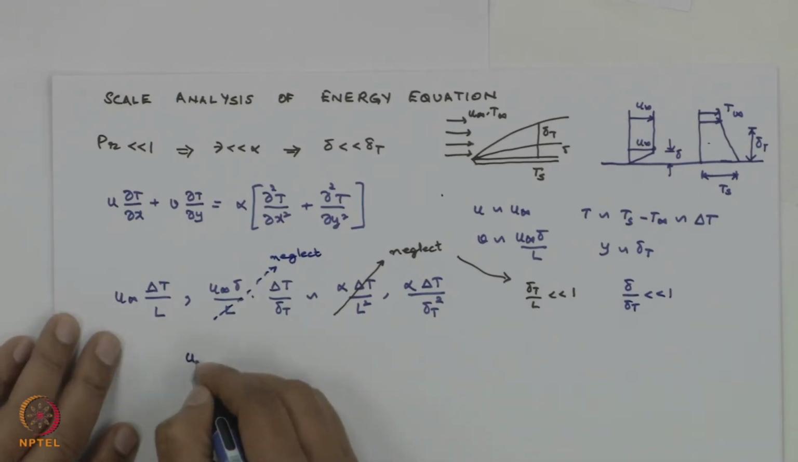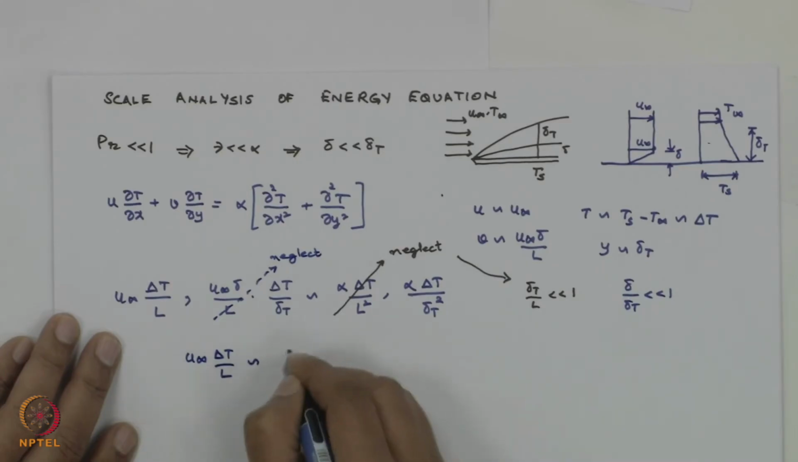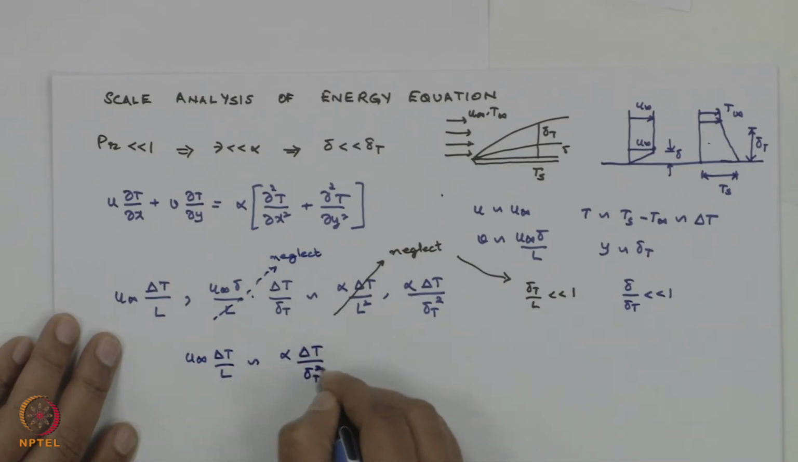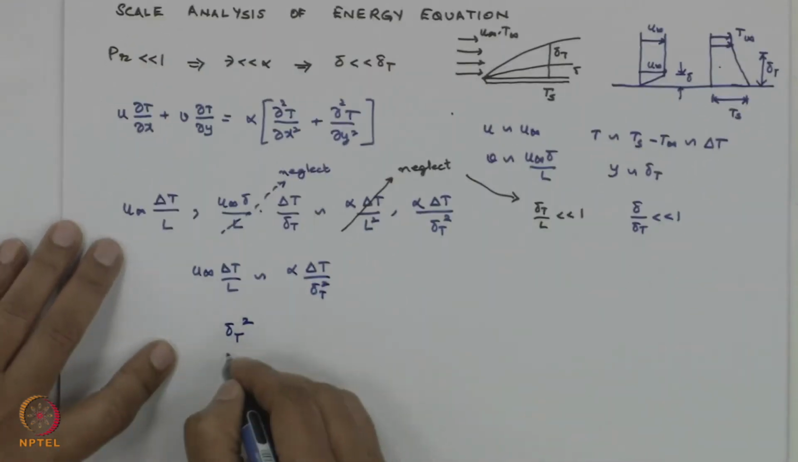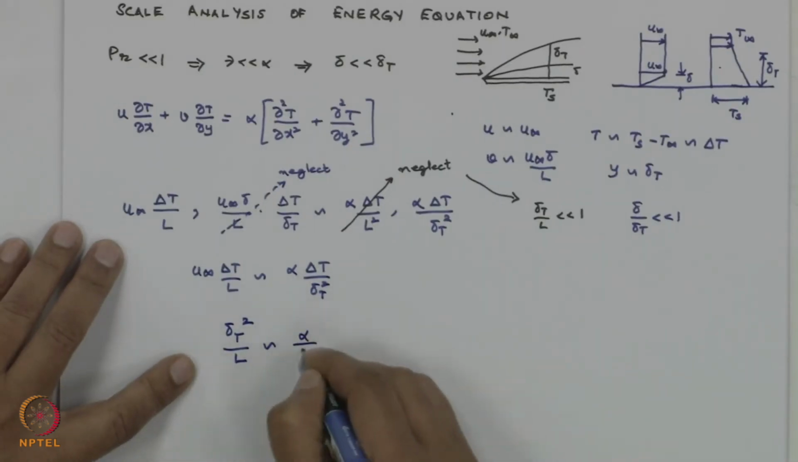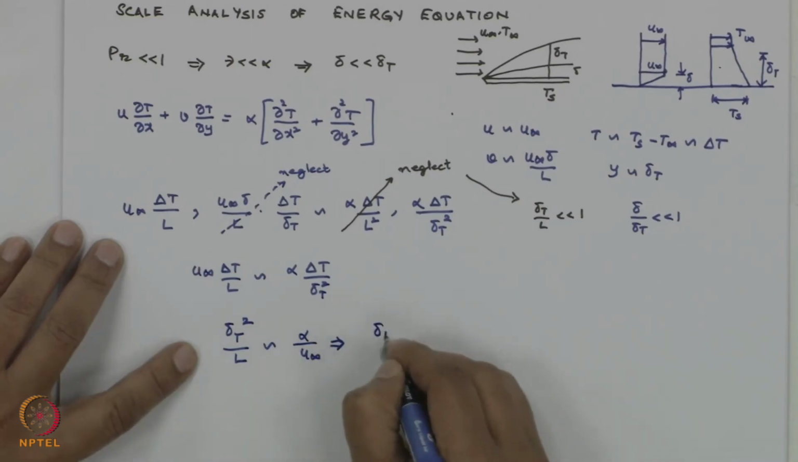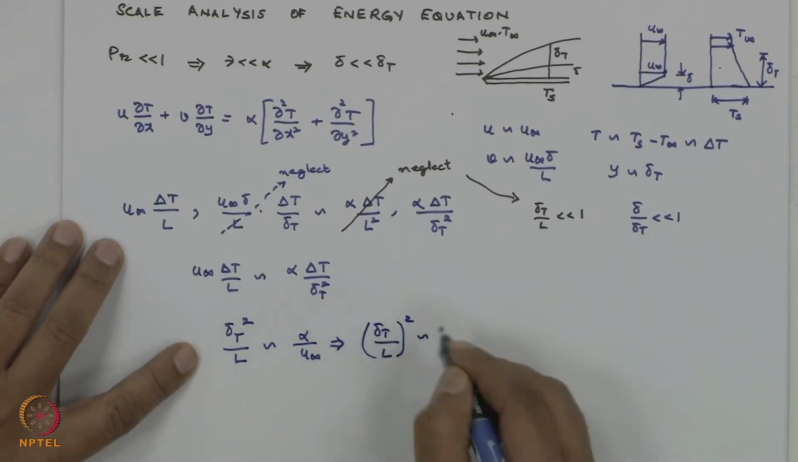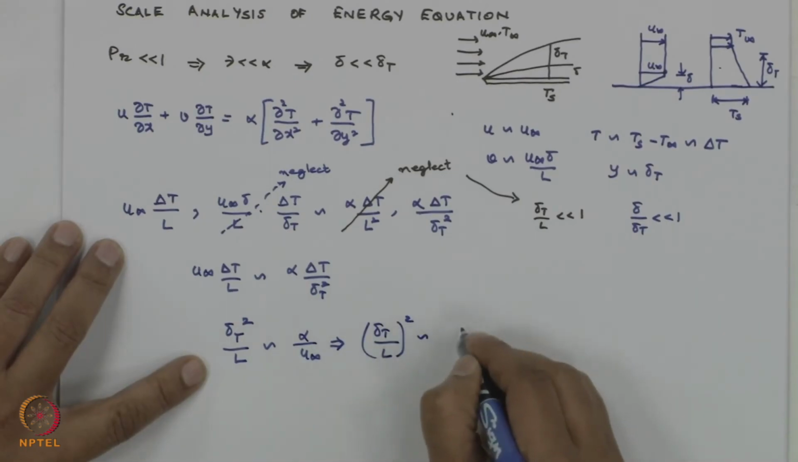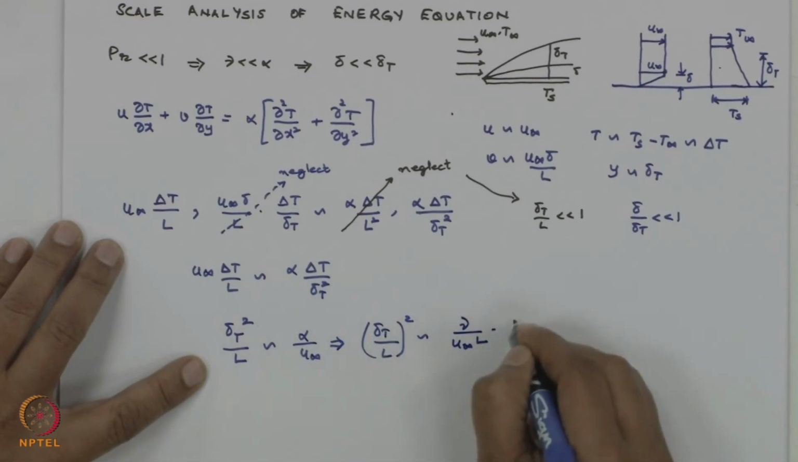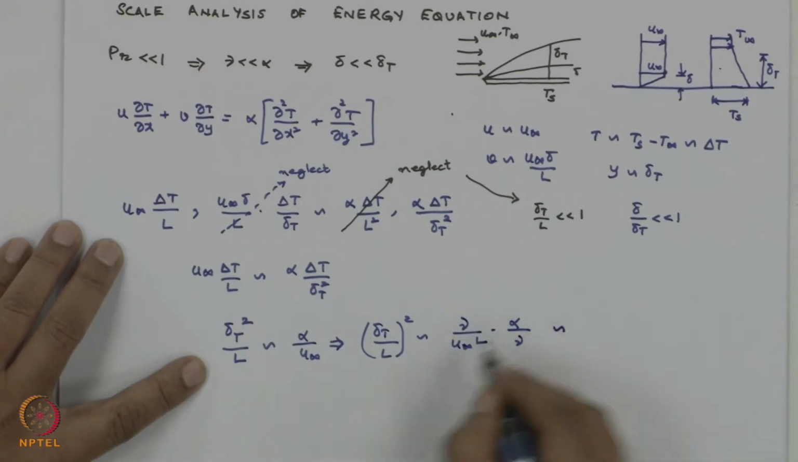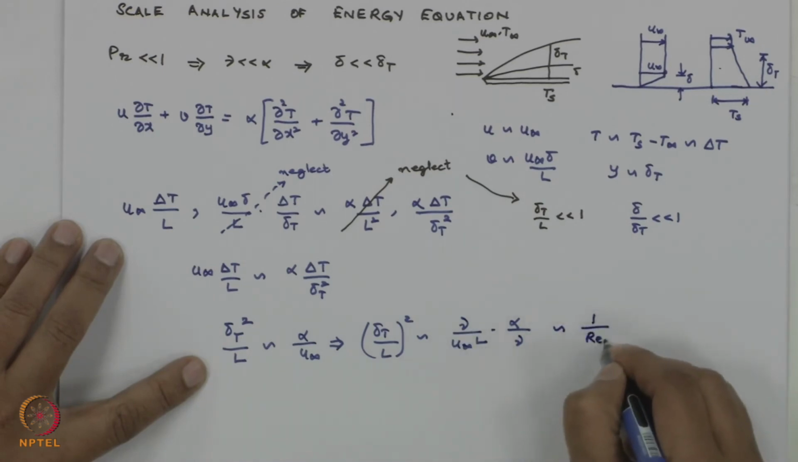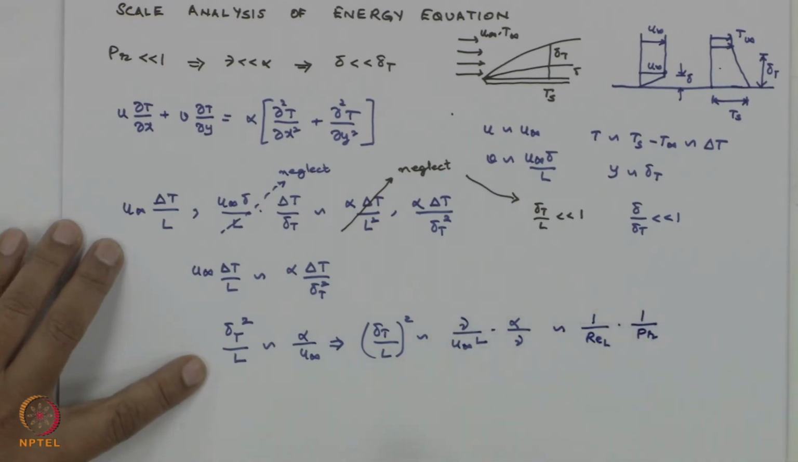So left hand side is U infinity del T by L, of the order of right hand side alpha del T by delta T squared. So delta T cancels out. So I get delta T squared upon L is of the order of alpha by U infinity, which implies delta T by L whole squared, that is I am multiplying in the denominator by L, I get nu by U infinity L into alpha by nu. What did I do? I multiplied by L in the denominator both sides and multiplied and divided by nu in the numerator and denominator. As you can recollect, this is nothing but 1 by REL, and nu by alpha is Prandtl number, so this is going to be 1 by Prandtl number.